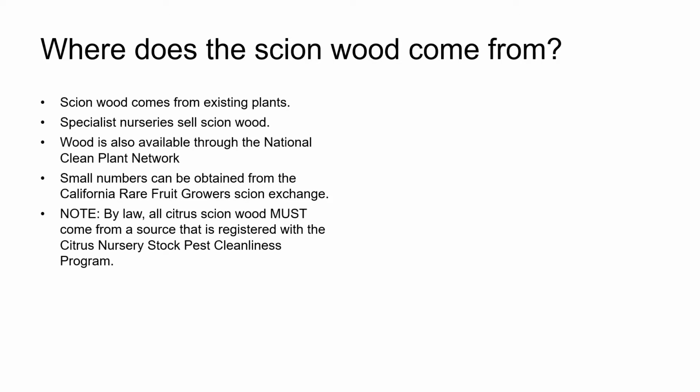For home orchards in California, small numbers of scion wood can be obtained at the California Rare Fruit Growers Scion Exchanges, which are a great source of more unusual varieties, as well as a fabulous source of information. Our local Monterey Bay chapter of the California Rare Fruit Growers holds their scion exchange at Cabrillo in January every year, and usually does grafting demos too. It's really important for you to note that by law, all seed, scion, and rootstock wood for all types of citrus must come from a source that's registered with the Citrus Nursery Stock Pest Cleanliness Program.